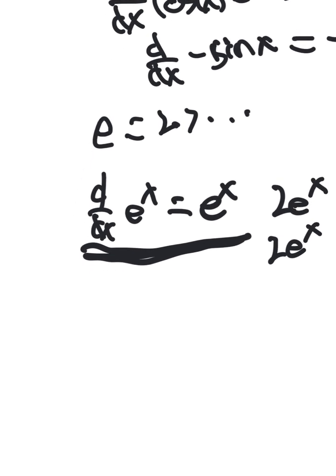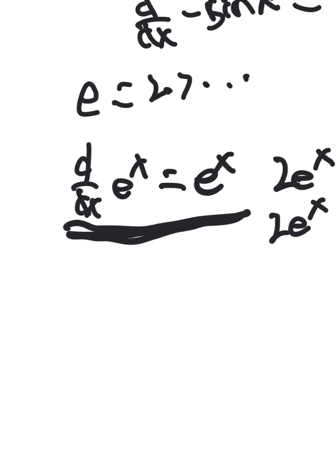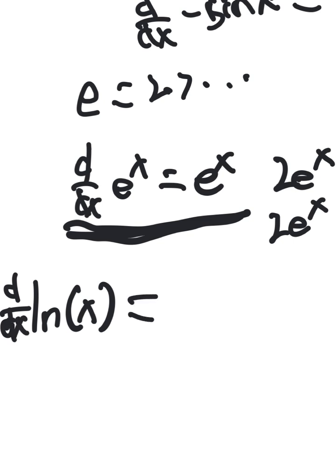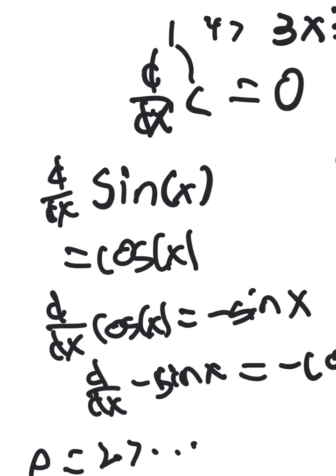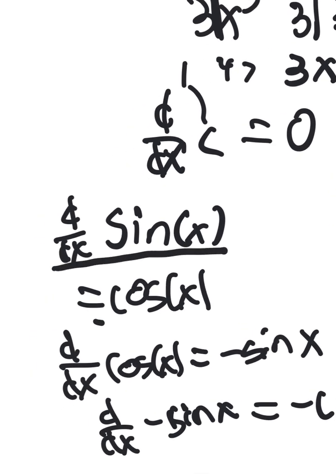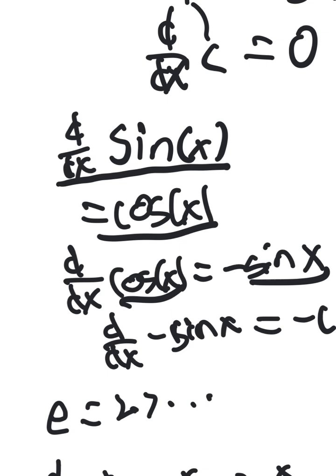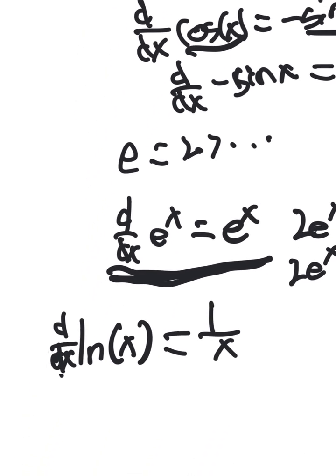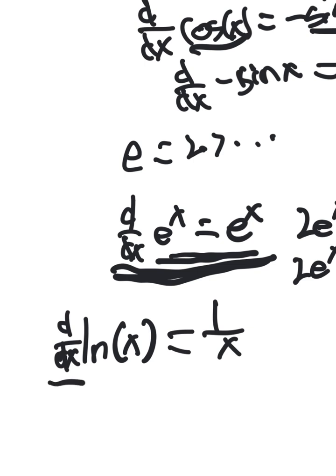Same thing. And then the last special derivative is the derivative of ln of x, which is sort of related to e to the x. So the derivative of ln of x equals 1 over x. It's helpful just to memorize these. You don't really need to know where they come from for the exam, but if we look at what we have: the derivative of sine equals cosine, derivative of cosine equals negative sine, derivative of e to the x equals e to the x, derivative of ln x equals 1 over x.